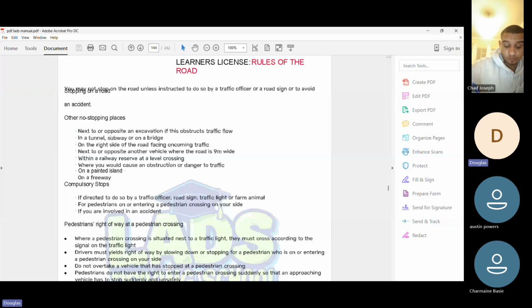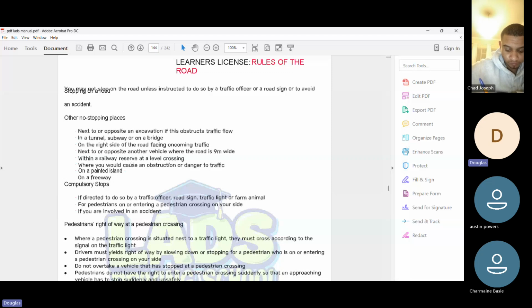In a tunnel or a subway or a bridge. On the right side of the road facing oncoming traffic. Next to or opposite another vehicle where the road is 9 meters wide. Within a railway reserve at a level crossing. Railway reserve at a level crossing just means where the road meets a railway. So you're not allowed to stop where they cross, because you'll be a danger to the train, and a danger to cars that want to pass also.